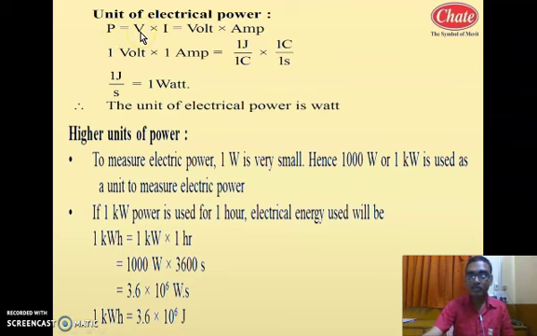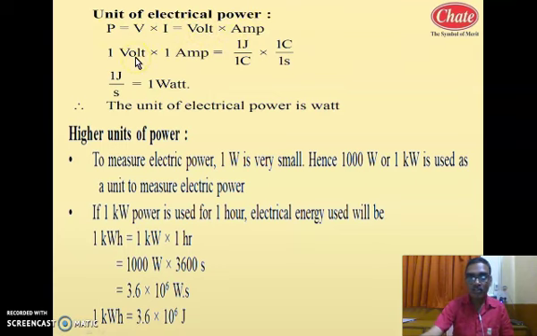So power equals VI. What is the unit for V? V is potential difference or voltage. Its SI unit is volt. I is current. Its SI unit is ampere. It means the unit of power, that is 1 watt, equals 1 volt into 1 ampere.